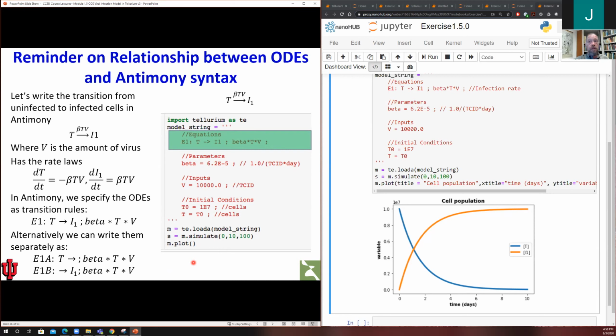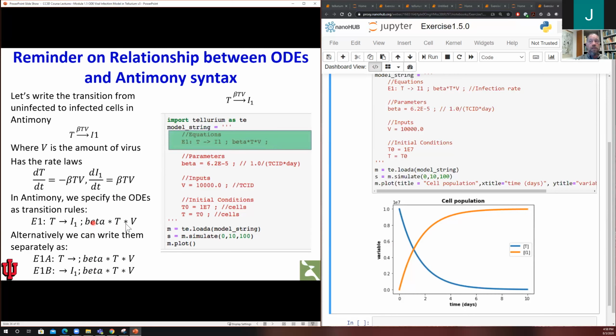If you wanted to write the ODEs independently, you could write it this way, E1A, T goes to nothing. T goes to nothing means that there's a minus sign in front of it, beta times T times V. Nothing goes to I1 means there's a plus sign. So this is beta times T times V. So that's writing the second set of equations.